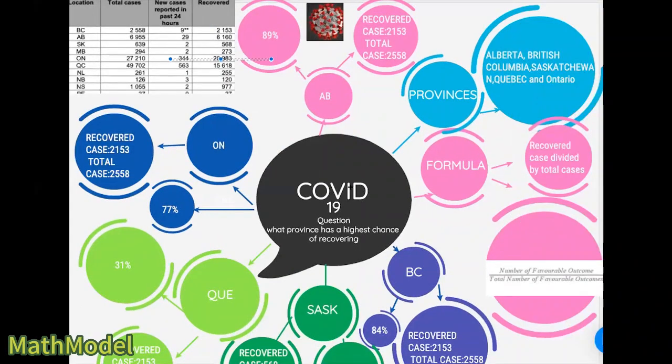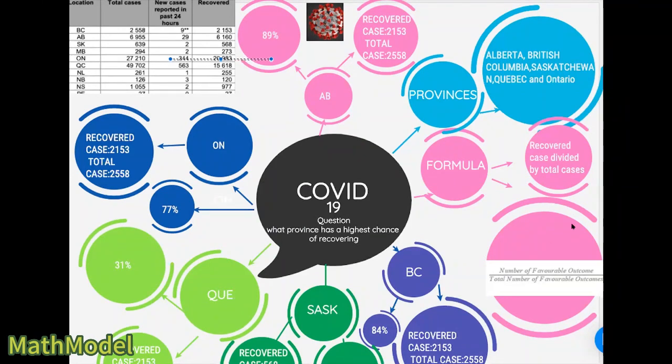So basically, this chart is about COVID-19, and my question is, what province in Canada has the highest chance of recovering? The provinces I chose are Alberta, British Columbia, Saskatchewan, Quebec, and Ontario. I chose these because they had the highest cases of COVID-19 in Canada. If I chose somewhere like PEI, which only had 5 cases, they're probably going to have a higher chance of recovering because they only have 5 cases.